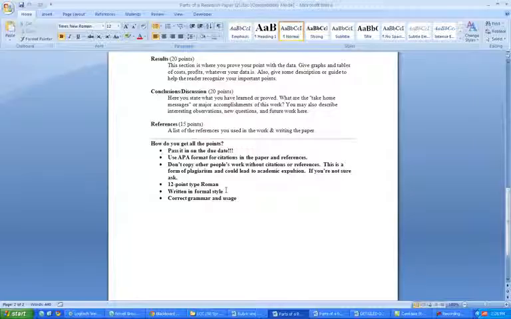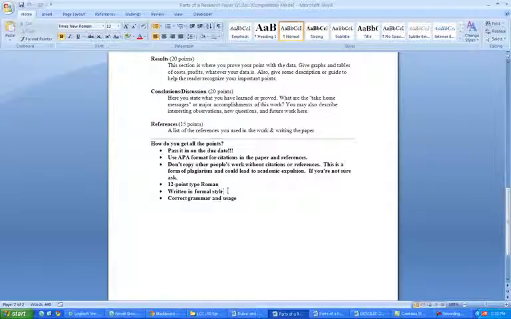12-point type Roman, written in formal style. What does that mean? Formal style means not in the first person. So please, please, please, not in the first person. Do not write, I took a paper and went to the mall and asked people. No, you write in the third person, okay?